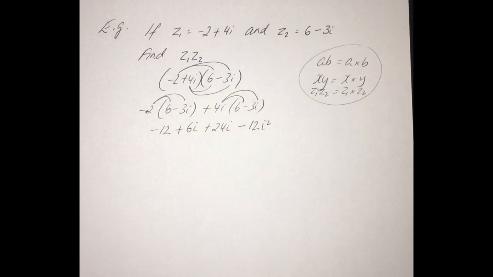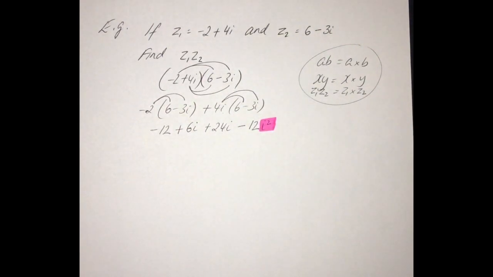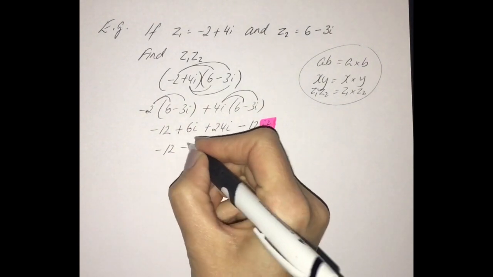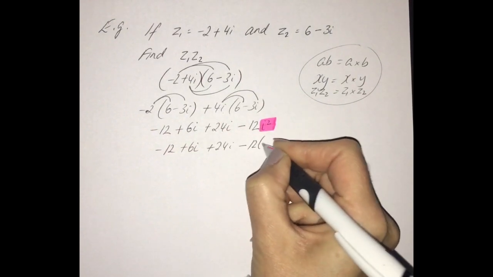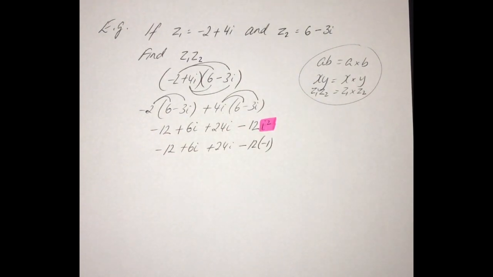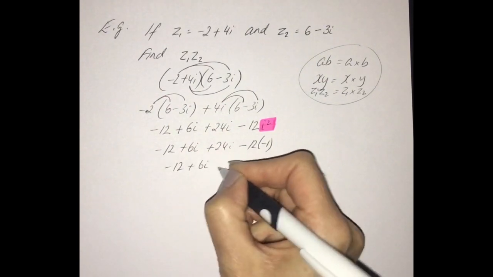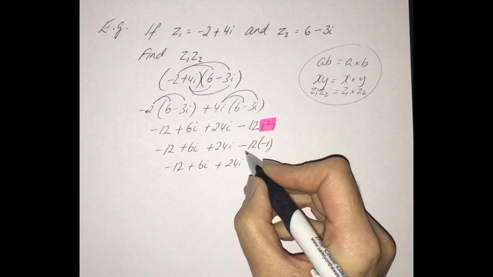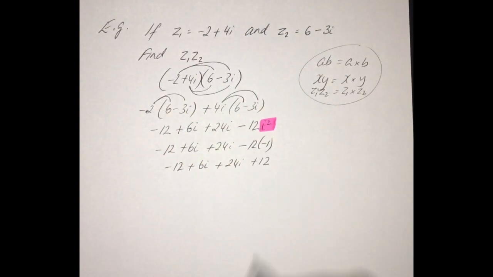Now, immediately we see we have an i squared. And we know we've got to substitute in minus 1 straight away when we see that. So minus 12 plus 6i plus 24i minus 12, and in brackets then sub in your minus 1. So that gives me minus 12 plus 6i plus 24i, and minus 12 by minus 1 is of course plus 12.